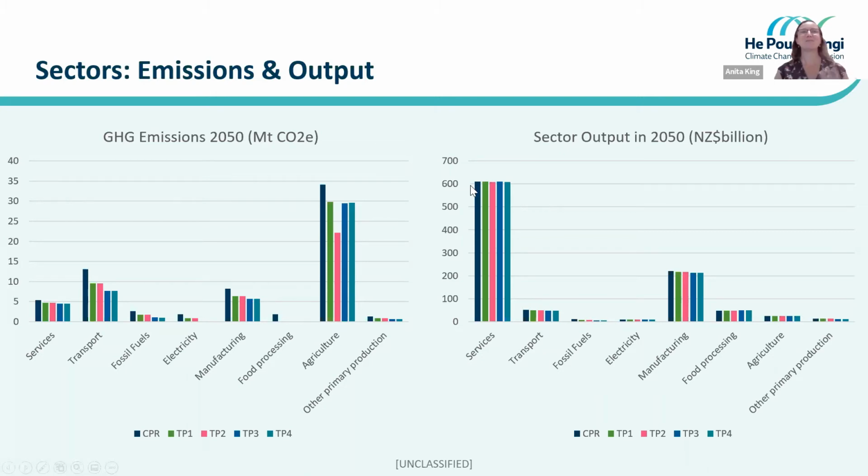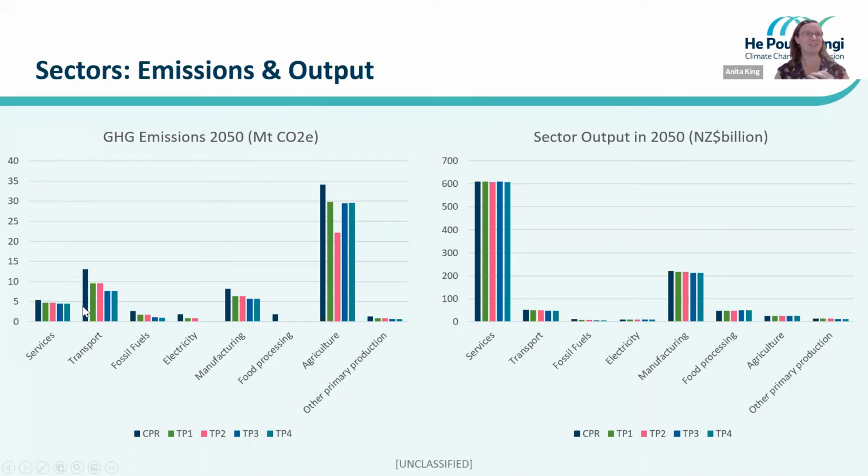And so when we do our actions, there's pretty much no difference between the scenarios in terms of our services. We do reduce the emissions from the sector a little bit. So we've got, in the dark blue, our current policy reference. That's the one that doesn't meet the targets. And all the rest do meet our emissions targets. And it's a little bit lower.